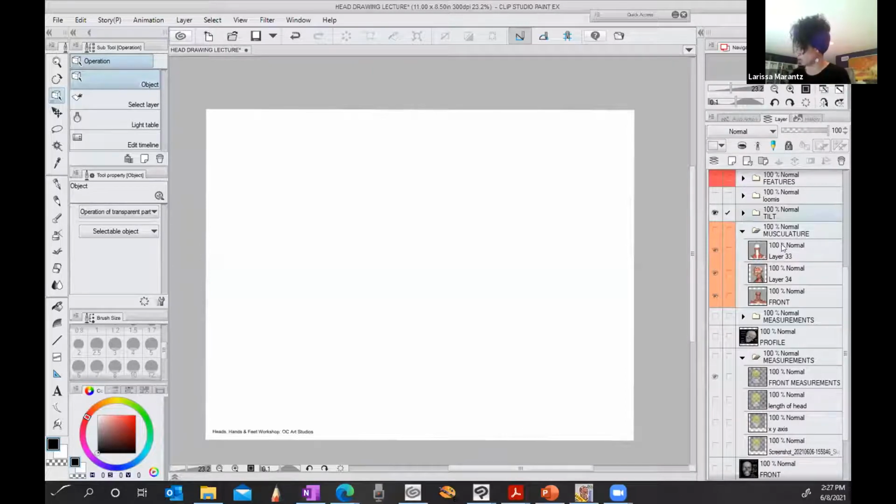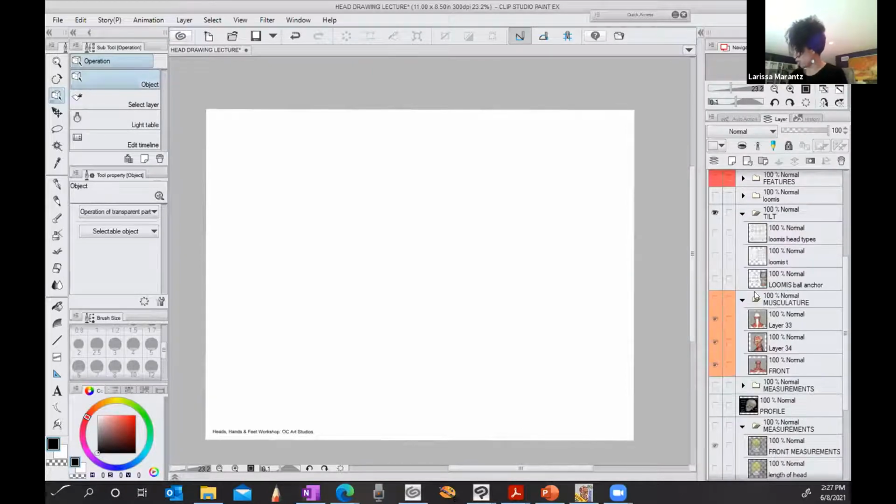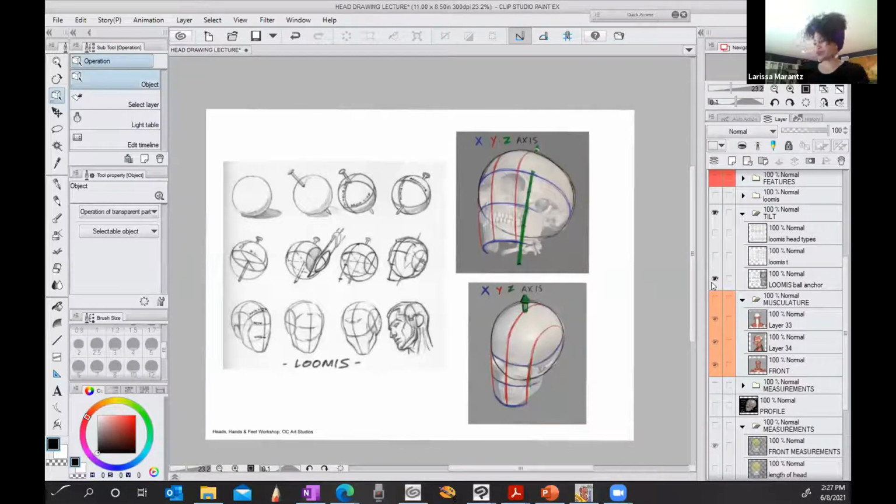So let's talk about the tilt of the head. Now we're going to look at Loomis real quick. Loomis is great, and Andrew Loomis, Drawing the Head and Hands, is available for free as a PDF. Somebody had posted their own copy as a PDF on Google Drive. I will supply the link to that in the show notes, class notes, or whatever.